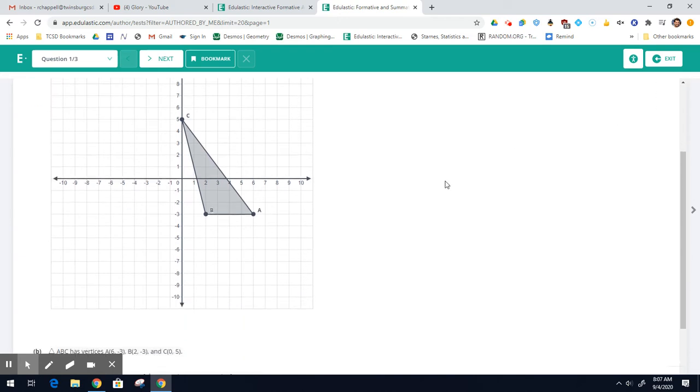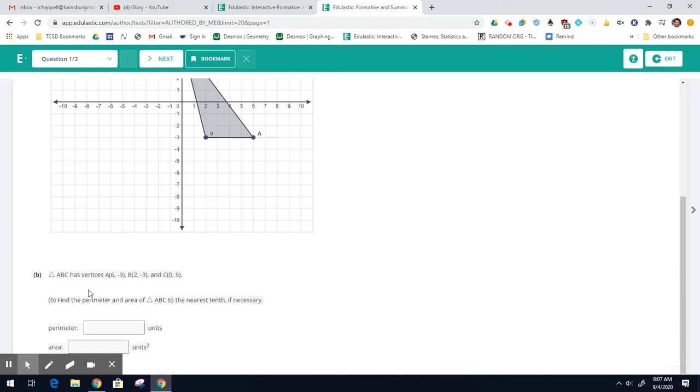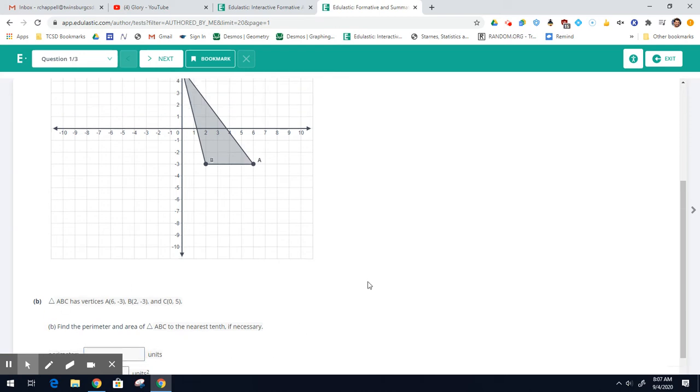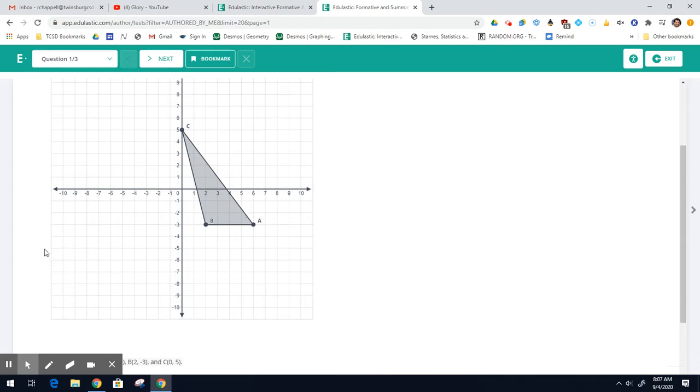All right. So now part B says, here's the vertices again. Find the perimeter and area of triangle ABC to the nearest tenth. Let's start with the perimeter. Now I'm going to switch to my pen so we can do some writing. This takes some work. It takes work and it takes a calculator. So we'll do a little bit of both.